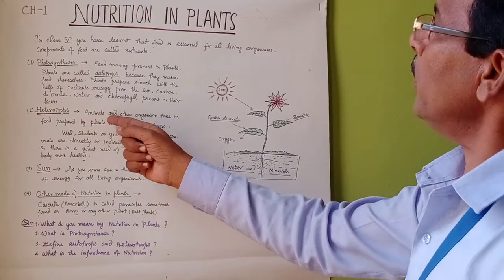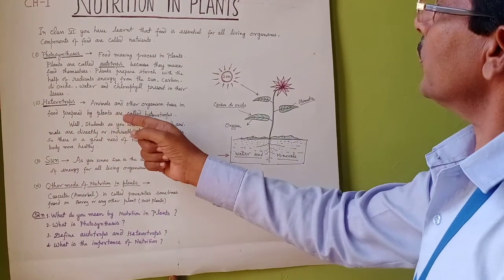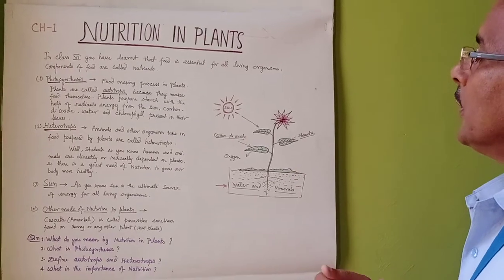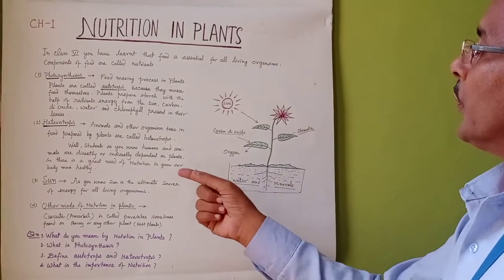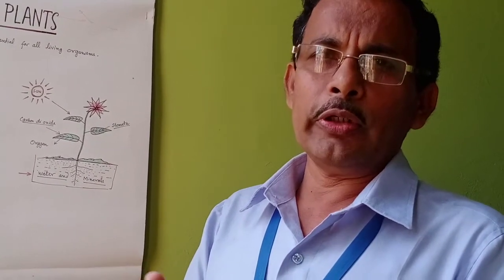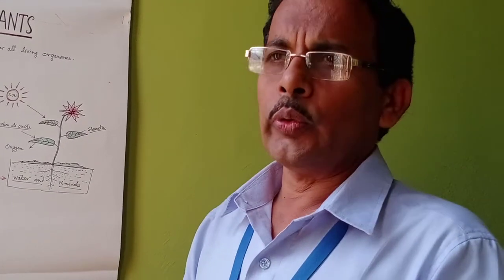Now here, heterotrophs: animals and other organisms taking food prepared by the plants are called heterotrophs. Well, students, as you know, humans and animals are directly or indirectly dependent on plants, so there is a great need of nutrition to grow our body more healthy. So first of all, you know what a nutrient is. Nutrient means carbohydrates, proteins, vitamins, fats, water and minerals. All these things are absorbed by the animals also, and getting all these things, animals grow more healthy, and there is systematic growth in the animals and human beings. So nutrition is very much helpful.